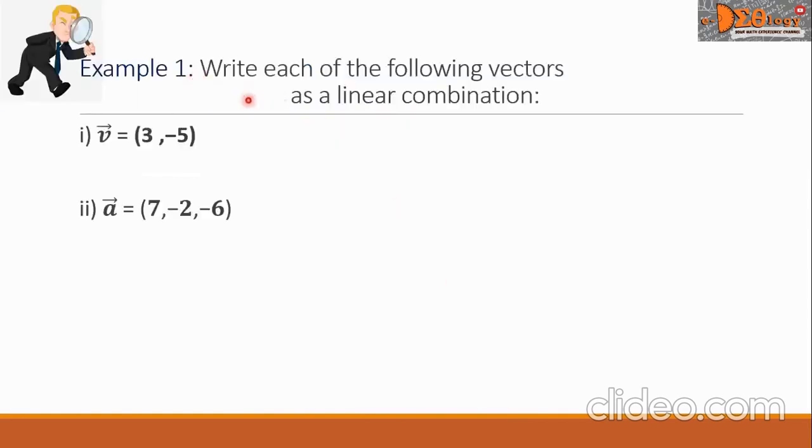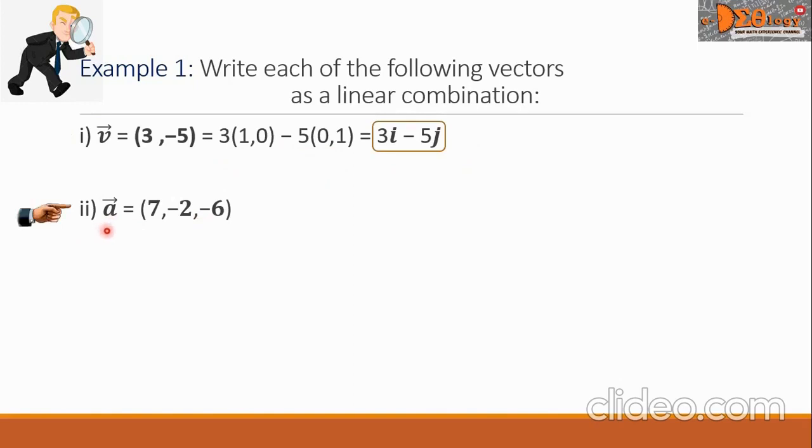Example 1. Write each of the following vectors as a linear combination. Let's begin with problem i. Vector v is equal to 3, negative 5. We can show that this is 3 times 1, 0 minus 5 times 0, 1, and this will now be equal to 3i minus 5j. This is the answer.